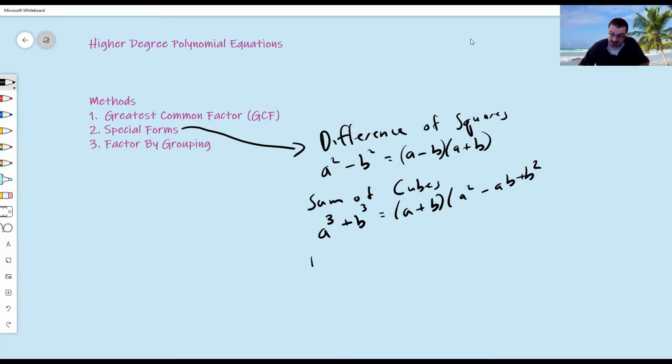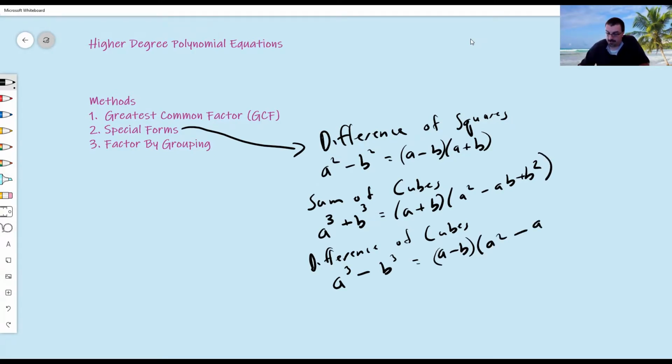And then there's a difference of cubes. And difference of cubes is essentially the same as sum of cubes. So a cubed minus b cubed equals a minus b times a squared plus ab plus b squared.